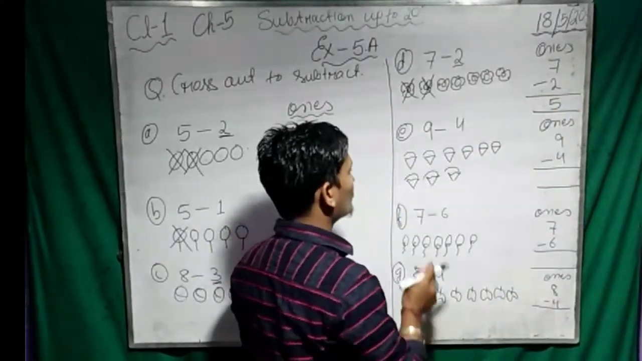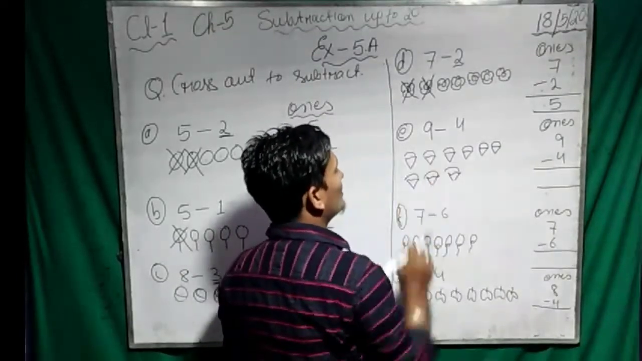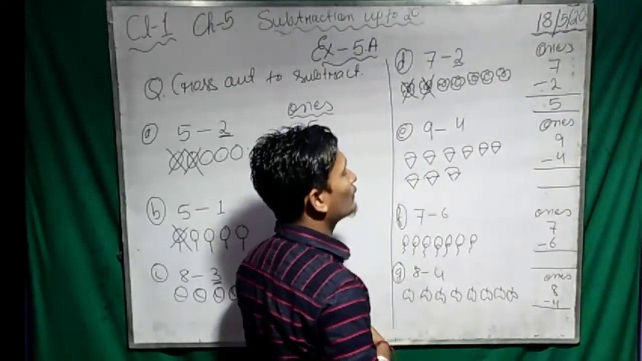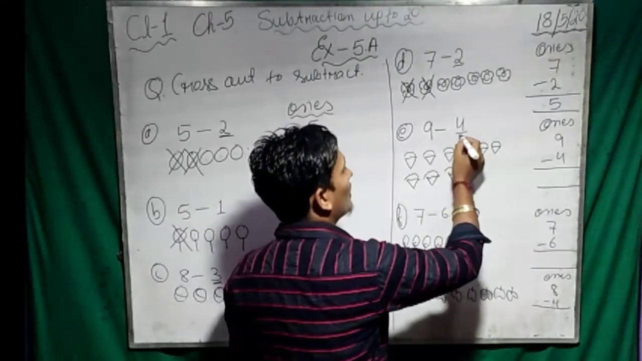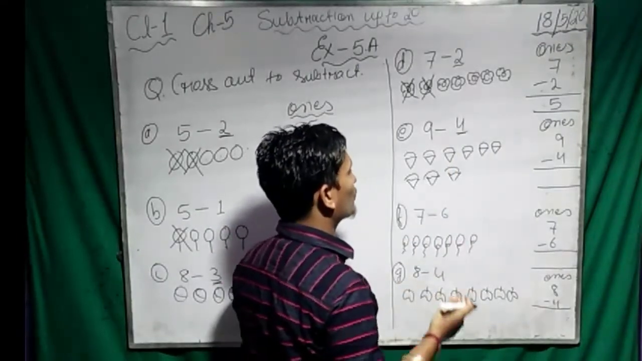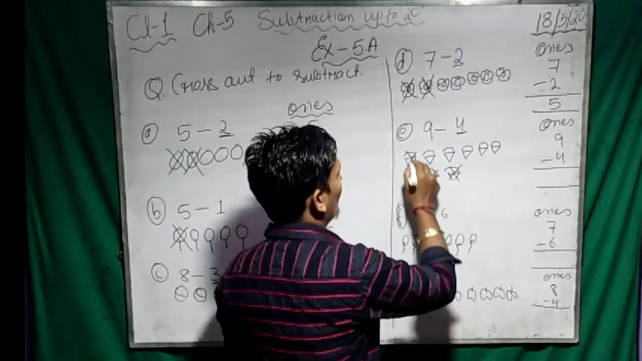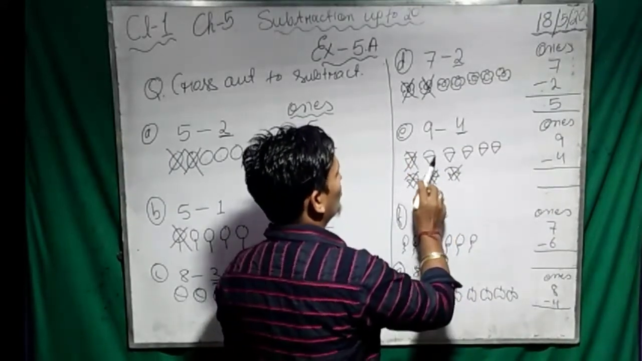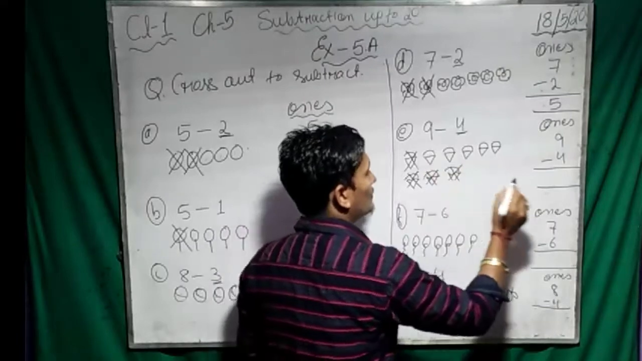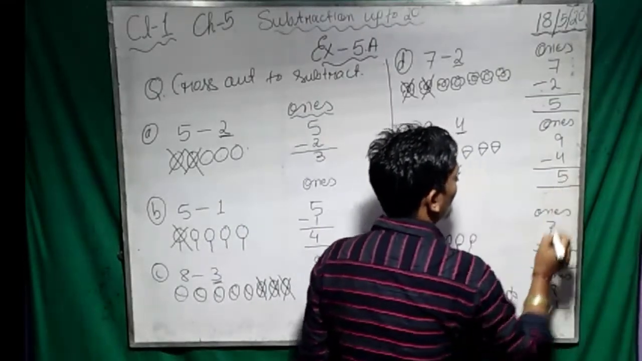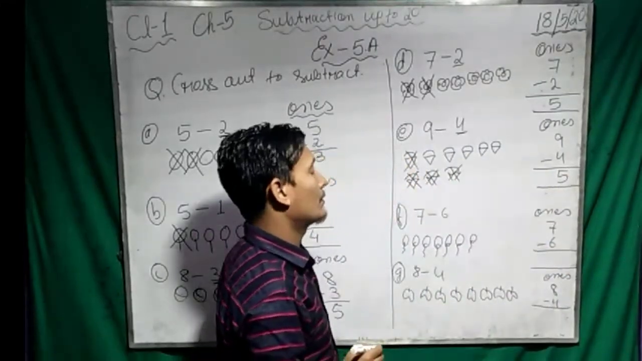Got it? Now again, I have 9 ice creams and I ate 4 ice creams. So how many ice creams do I have to cut? How many ice creams did I eat? 4. So I have to cut 4. 1, 2, 3 and 4. So how many ice creams are left? 1, 2, 3, 4, 5. The answer is 5. So 9 minus 4 is 5.